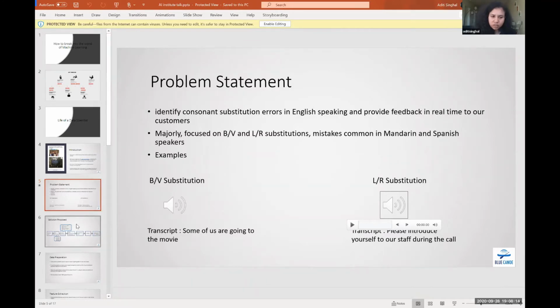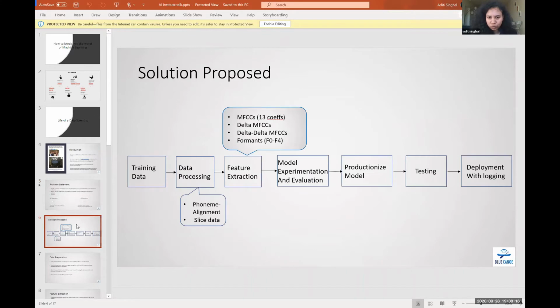To solve this kind of problem, the solution that I proposed was to gather some training data. The training data was audio recordings from native speakers, so that we could have a benchmark model that could compare non-native speakers to native speakers, because we assume that native American speakers are always correct in pronouncing a V as V, an L as L, or R as R.